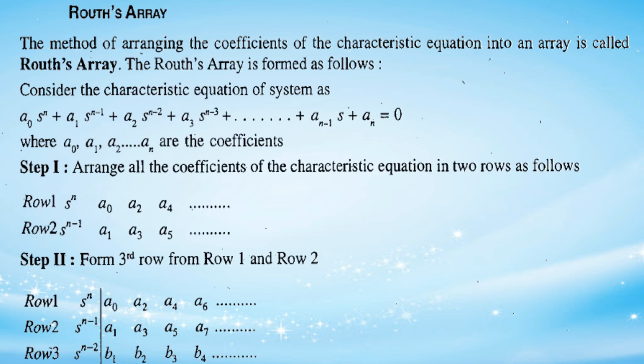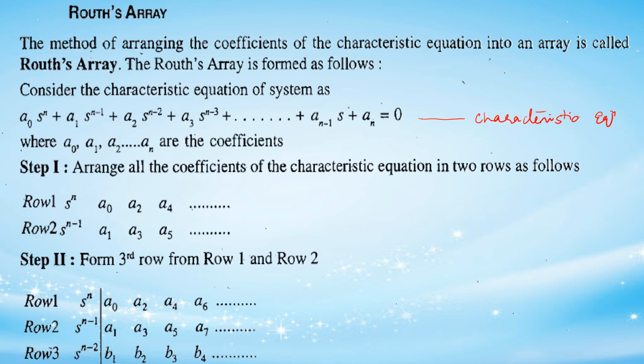So for Routh's array, you have the characteristic equation. Arrange all the coefficients of the characteristic equation in two rows. Starting from a0, that is the even power, the next will be a2, a4, a6, etc. The second row starts from a1, the odd powers, so the next will be a3, a5, a7, etc.